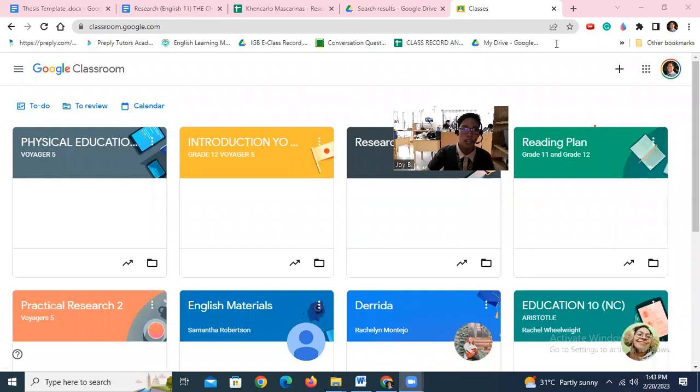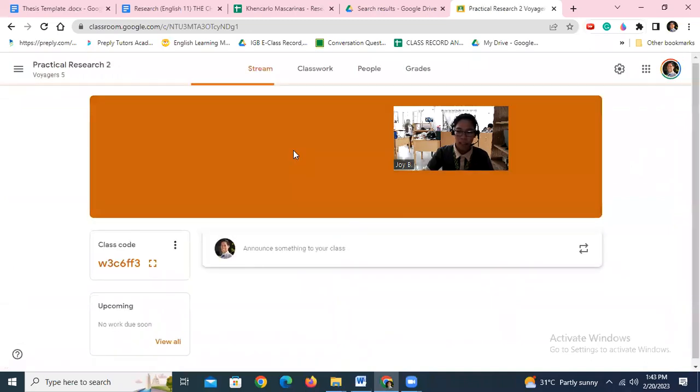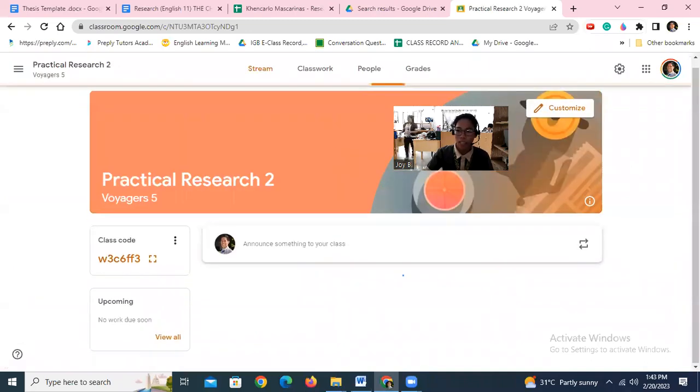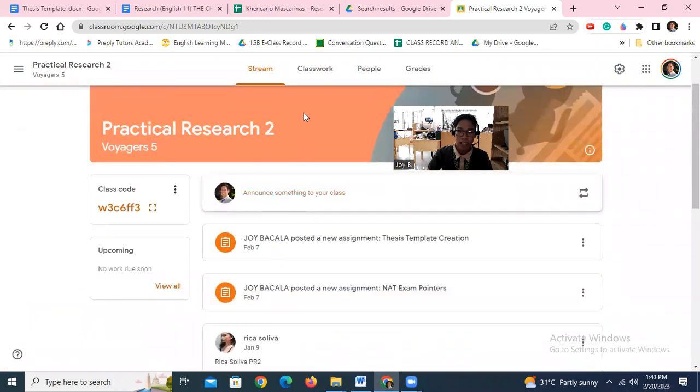So for those students who are still not finished with their task in Practical Research 2, this is what you need to do. You just need to open your Google Classroom on your phone entitled Practical Research 2. After clicking, you can see the template or the task that you need to do. Remember, I already graded you. What you need to do is finish all the lacking tasks in this section.